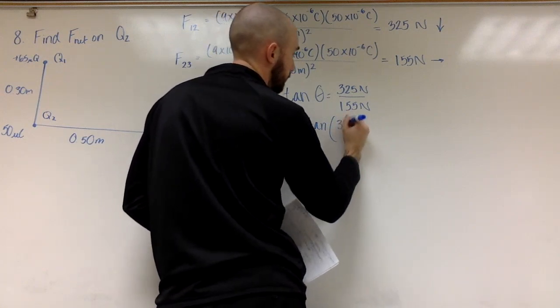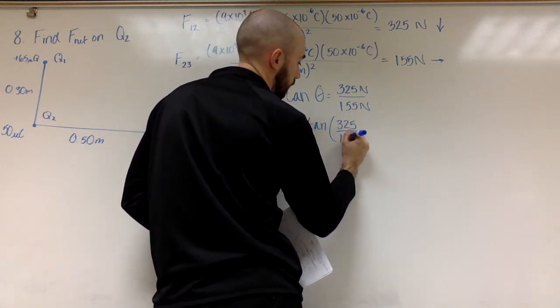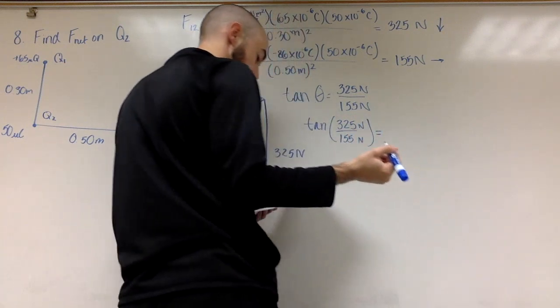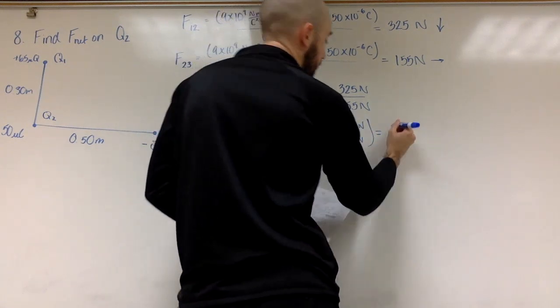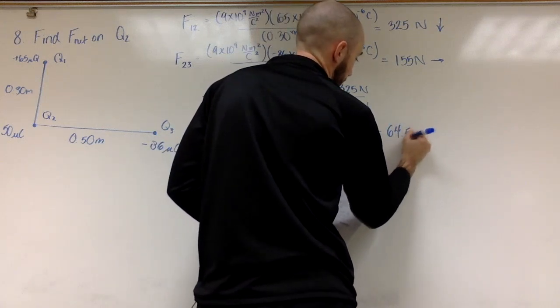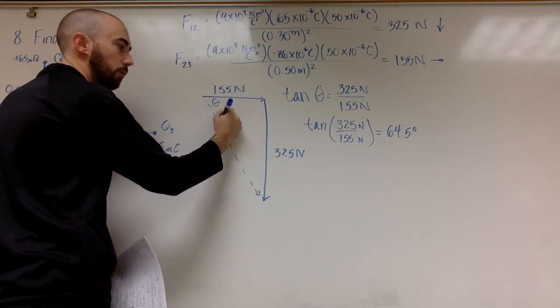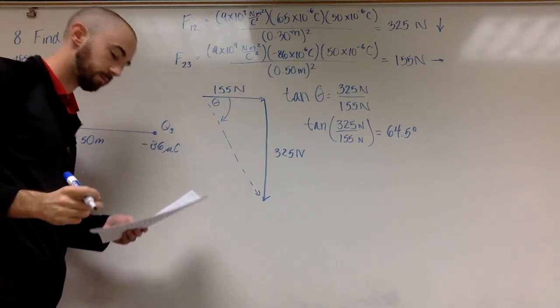of 325 over 155, we find that we get an angle of 64.5 degrees. So that's going to be 64.5 degrees south of east.